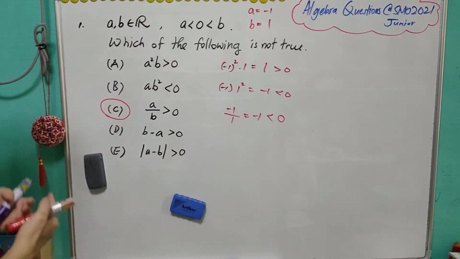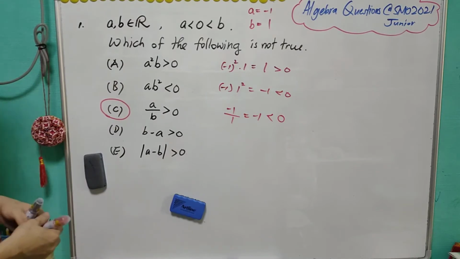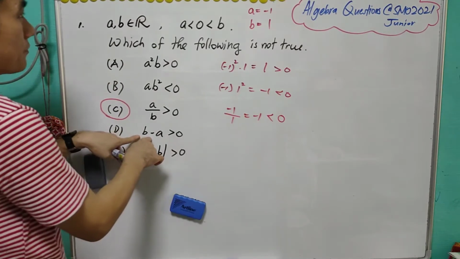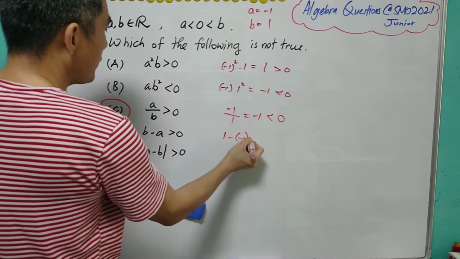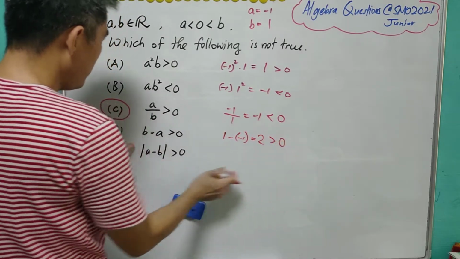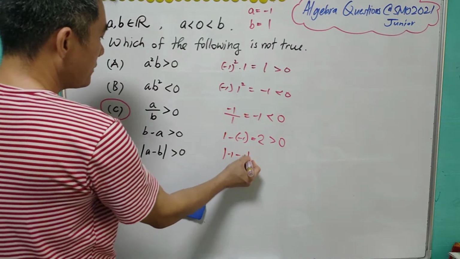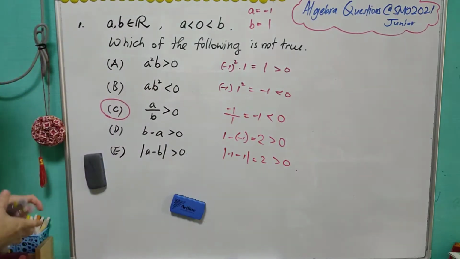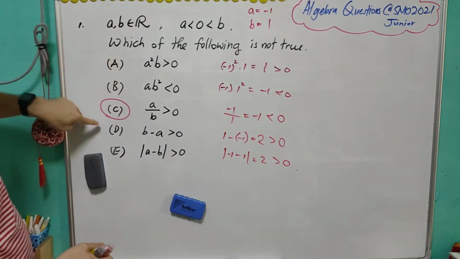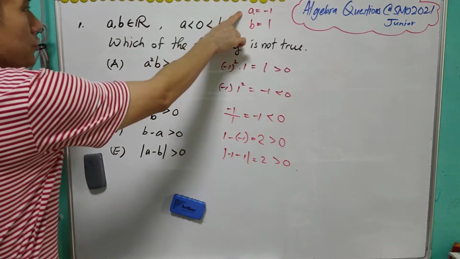Because for any math statement, if it's true, it must be true for all the values. Let's check the next one. B is equal to 1 and A is equal to -1, that is equal to 2, that is positive. And the modulus of A minus B is also equal to 2, that is positive.